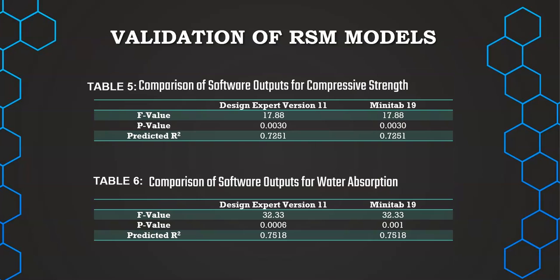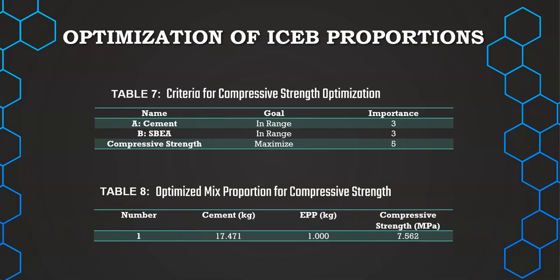And validation using Minitab 19 is shown in tables 5 and 6 for compressive strength and water absorption respectively. Both compressive strength and water absorption show a p-value of less than 0.05 with R-square values of 0.7251 and 0.7518, indicating fair agreement between these two models. So overall, the RSM models for compressive strength and water absorption developed by Design Expert are comparable with Minitab 19. Then we go to the optimization of the ICEB proportion.